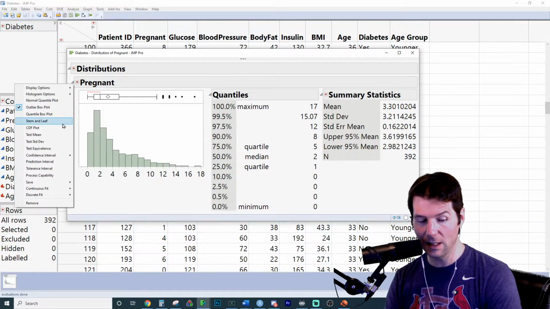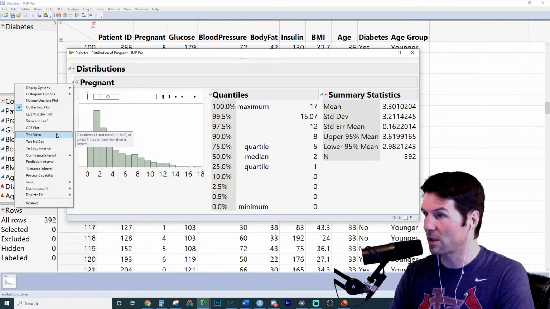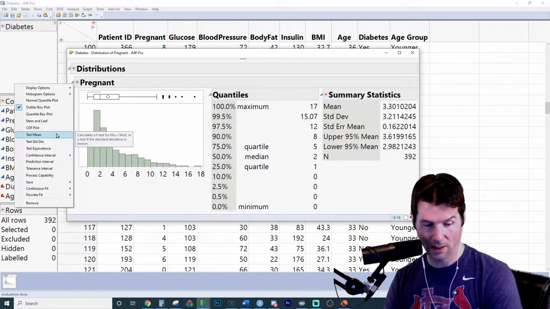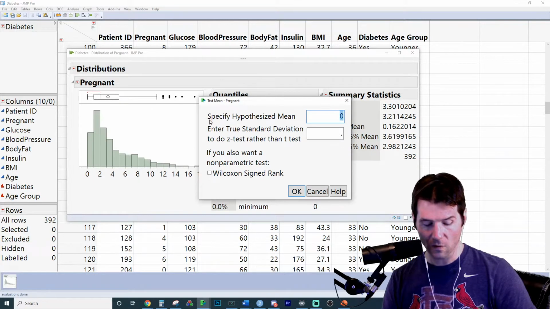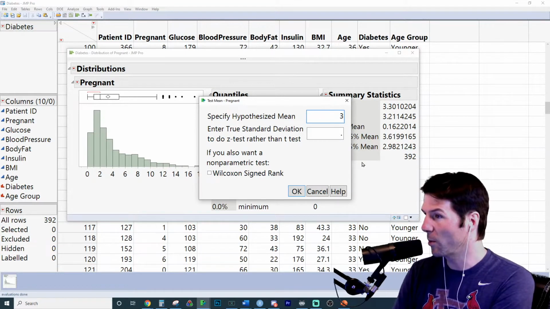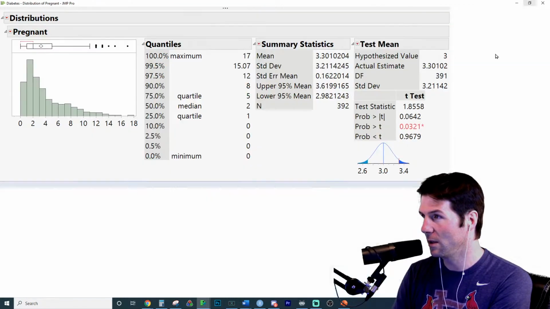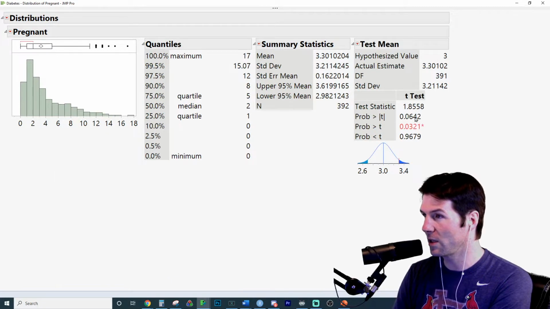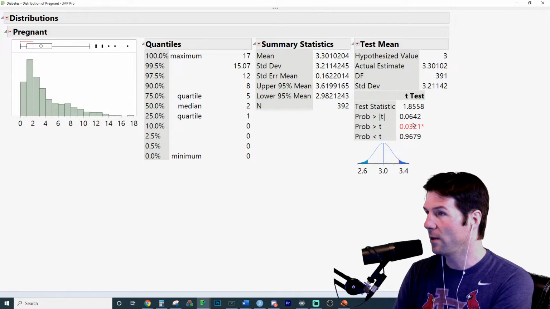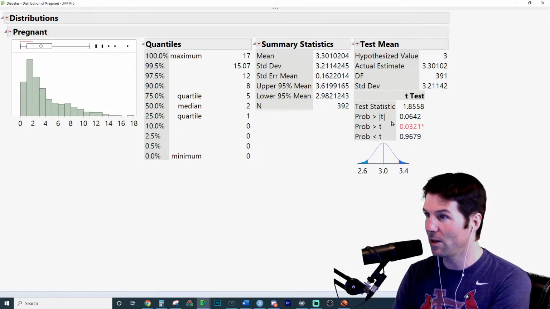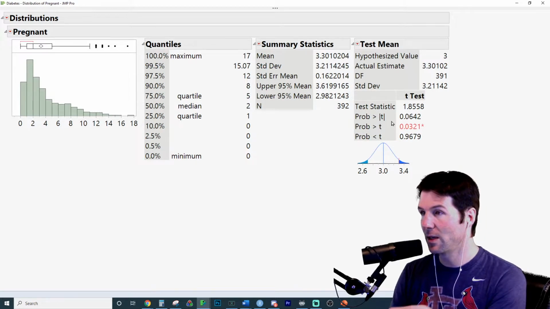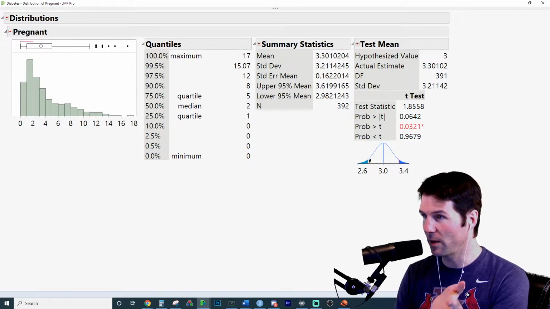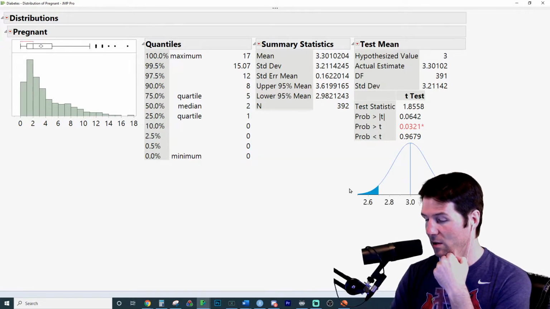So let's go ahead and do the t-test on this. The t-test right here is done with the test of mean, and it says t-test. We're going to test the value of 3. Remember, 3 is contained inside the interval. When you look at the results, on the does not equal test, which is the two-tailed alternative, you get a p-value of 0.0642.